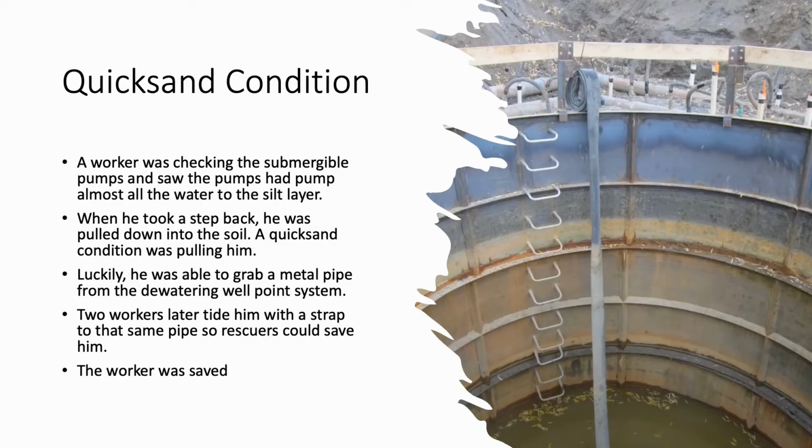So how did this quicksand condition happen? A worker was checking the submersible pumps and saw that the pumps had almost pumped all the water out from the silt layer. When he took a step back, he was pulled down into the soil, and that's how the quicksand condition was pulling him. Luckily, he was able to grab a metal pipe from the dewatering well point system. Two workers later tied him with a strap to that same pipe, so then rescuers could save him. The worker was saved.